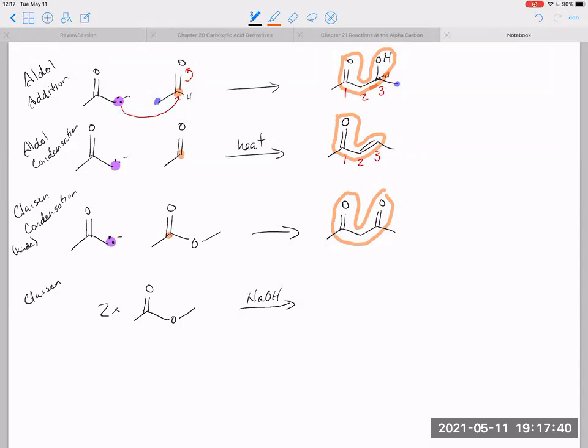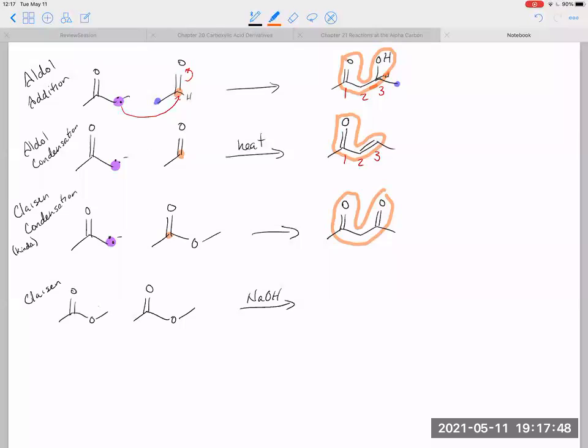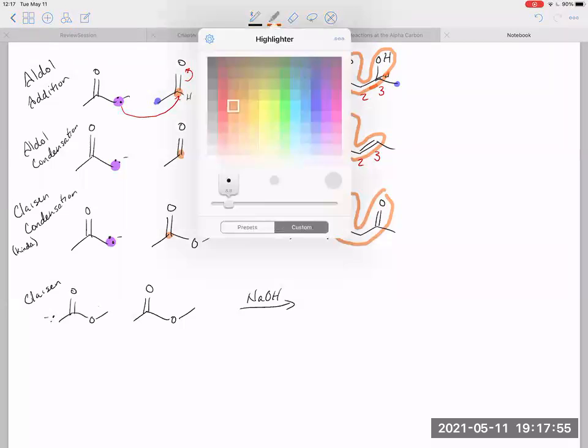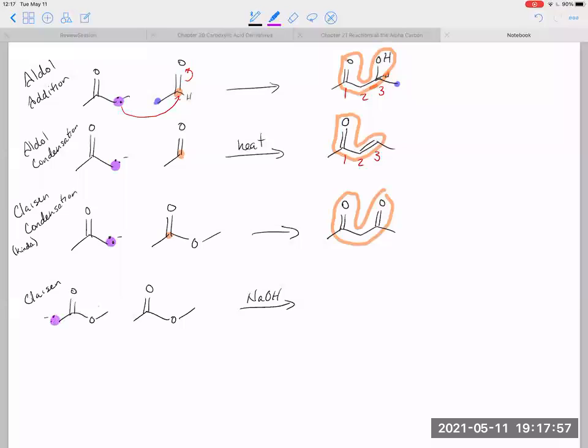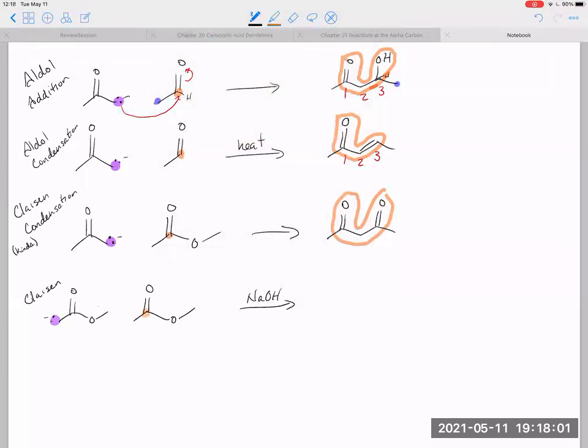Okay, so basically I'm going to have now two molecules of this. One of them is going to be acting as the nucleophile, so this is going to be my enolate ion. I'll color it purple again because it's my nucleophile. The other molecule has the electrophile. So now we have something very similar, but the one side hasn't lost that ester group.